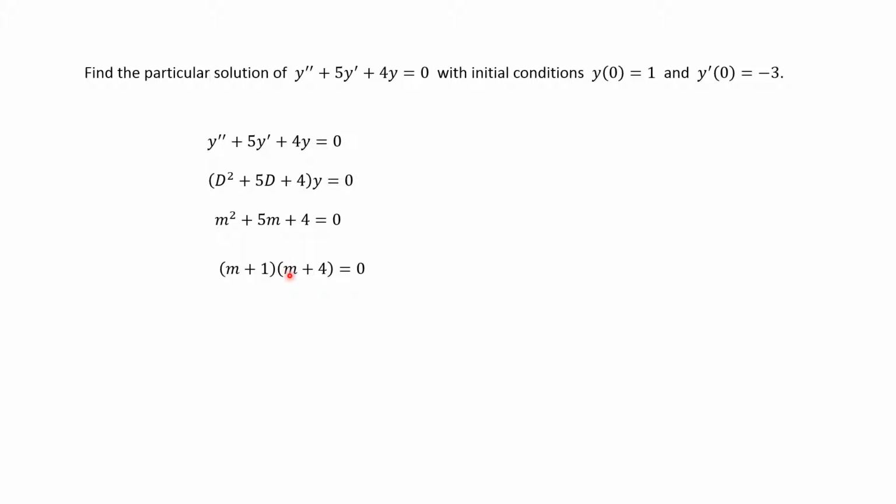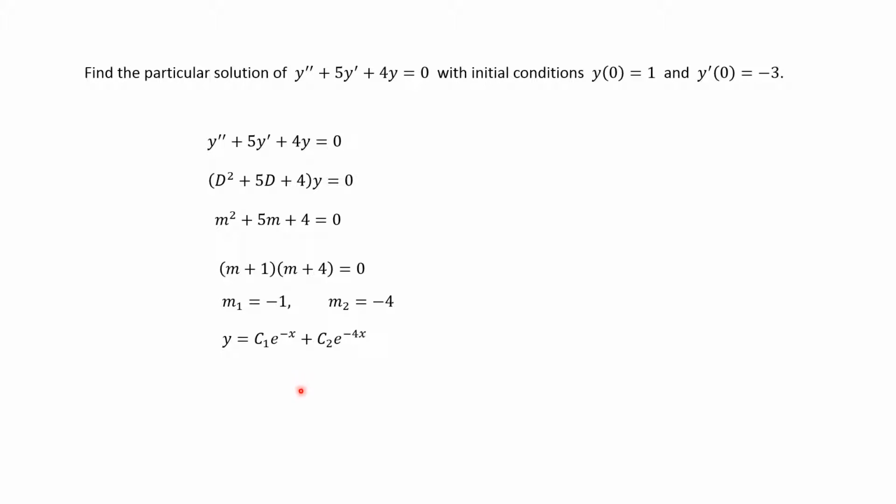Okay, you can factor this. This is m plus 1 times m plus 4 is 0, and the roots are -1 and -4. This will just be case 1. The solution is y equals c1 e to the negative x plus c2 e to the negative 4x. Now remember, you have to determine c1 and c2 because you are given conditions there. y of 0 is 1 and y prime of 0 is -3.